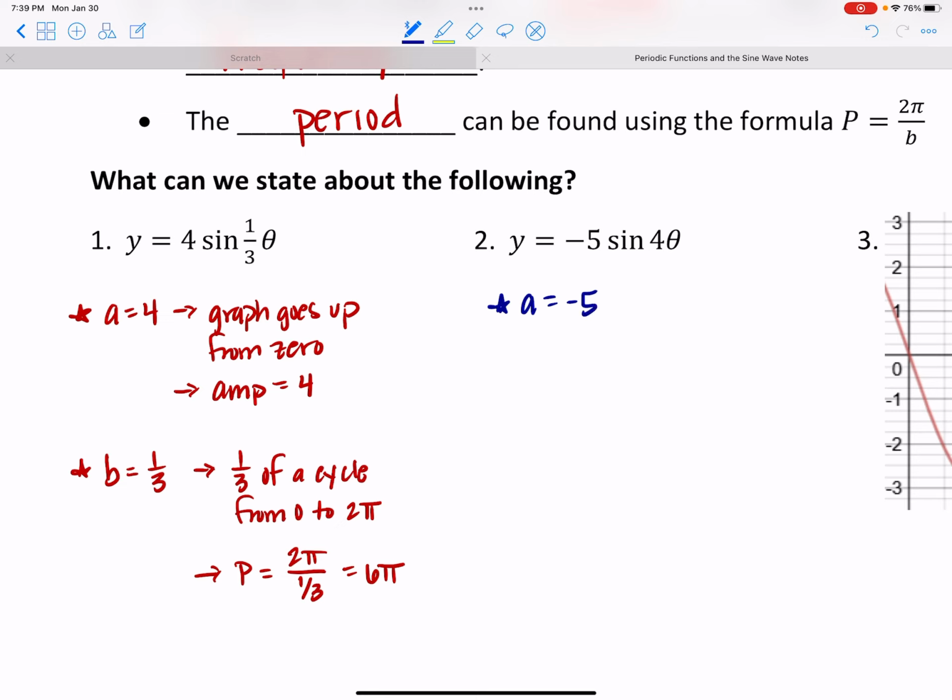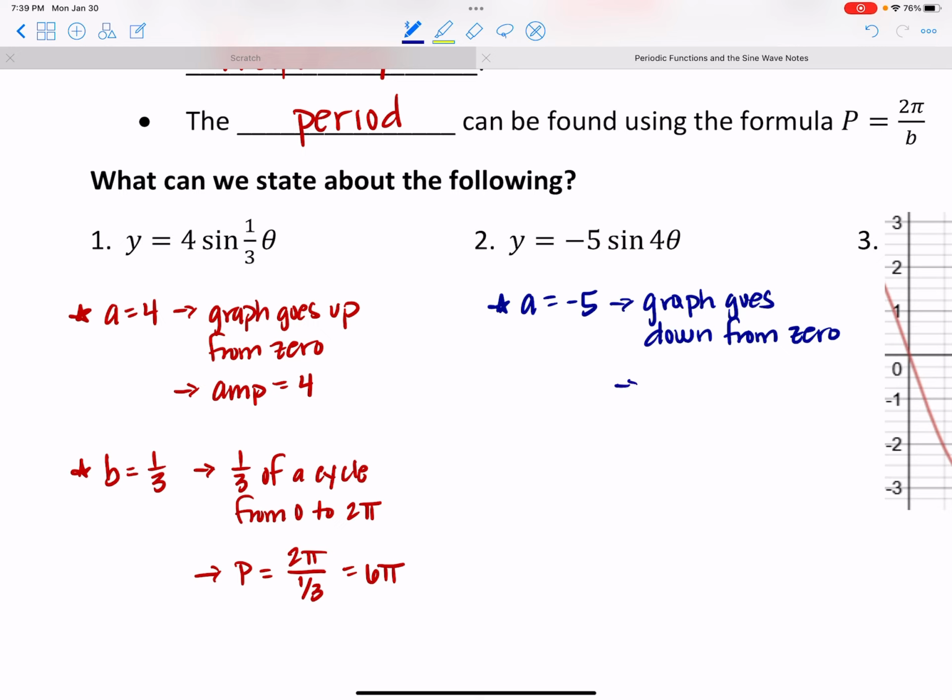Again, I know this is going to start at 0, end at 0. Now I know if it's a -5 that the graph is going to go down from 0. It goes down from 0. It's going to be reflected over the x-axis. Can't talk and write at the same time. Okay, so down from 0.